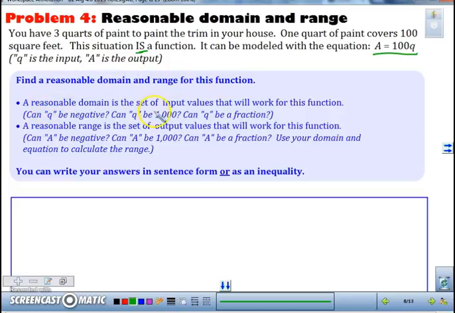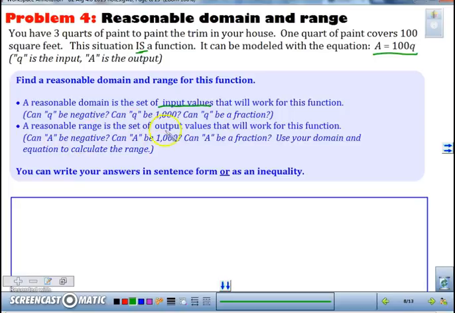A reasonable domain is the set of input values that will work. Now, in this case, if we're talking about quarts of paint, can it be negative? No. Can it be 1,000? No. Could we use a fraction of a quart? Okay. So thinking about that as we are looking at it. It could be exactly 0, the least domain is 0, the greatest is going to be 3.